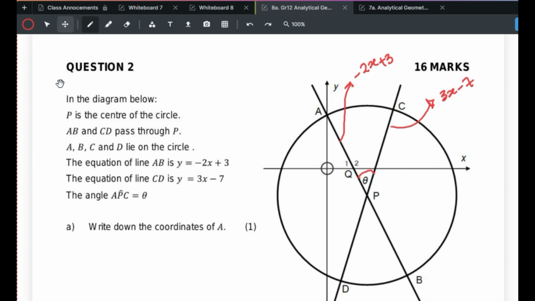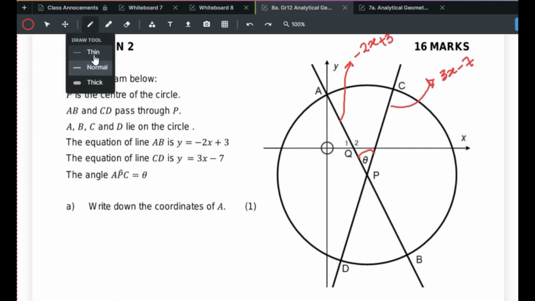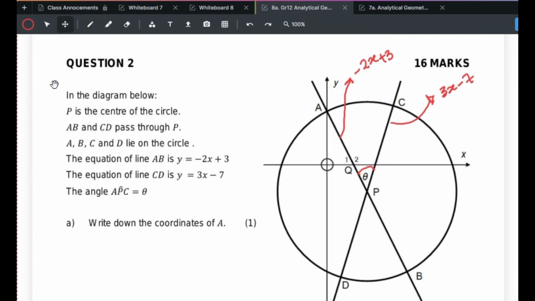How do you think we can get the coordinate of A real quick, for 1 mark? Yeah, it's very easy actually. I promise you. I'm not saying it's not easy, but there's no calculation involved. That's how easy it is. So there's no calculation. Exactly. That's the problem.